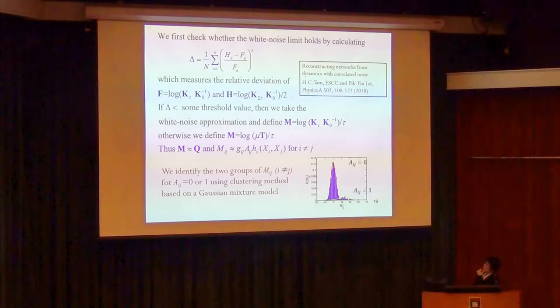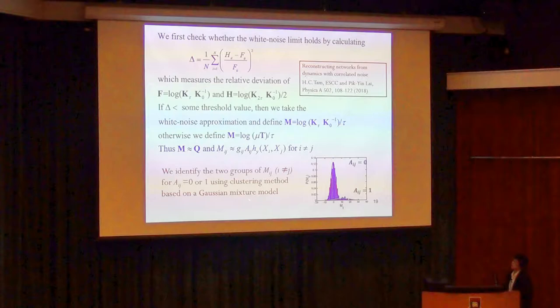And we look at the off-diagonal elements. Since it is expected to be proportional to Gij Aij, they should separate into two groups, depending on whether Aij is 1 or 0. Remember, Aij is 1 meaning that i and j are connected. If it's 0, they are not connected. And so we perform a clustering analysis to separate the data into two groups.